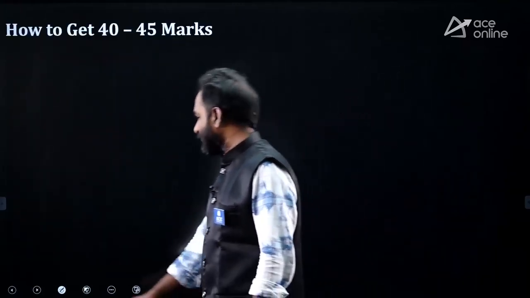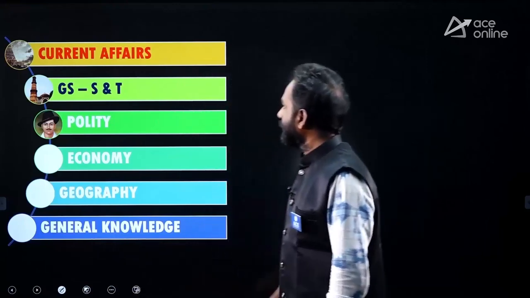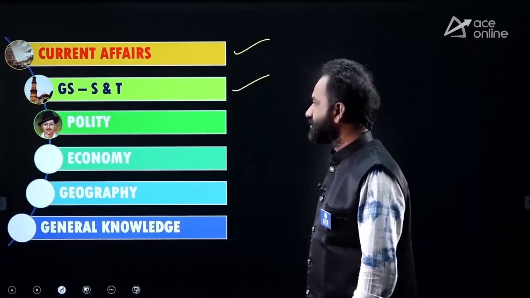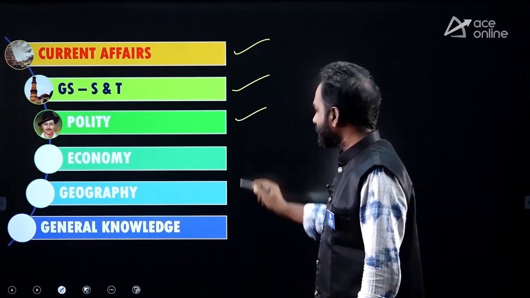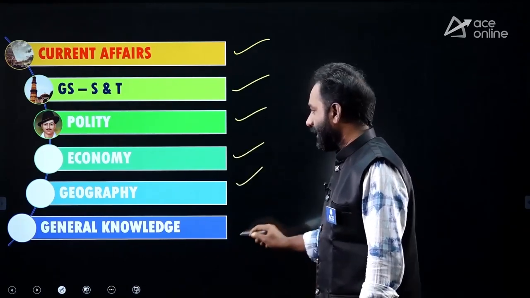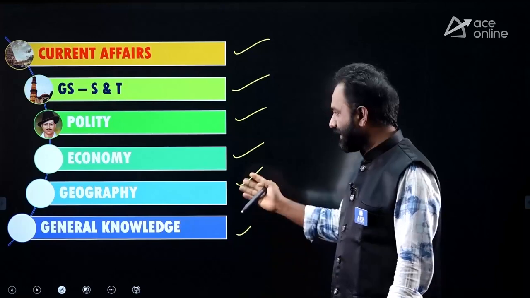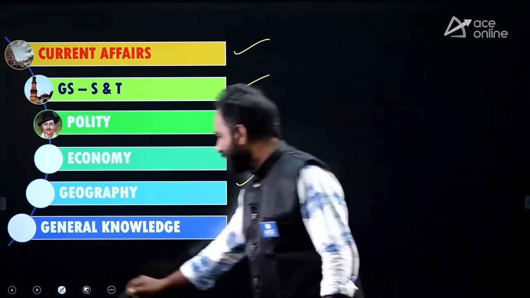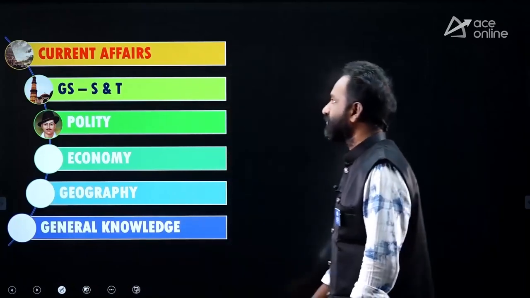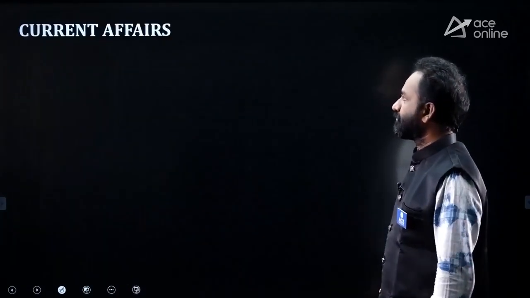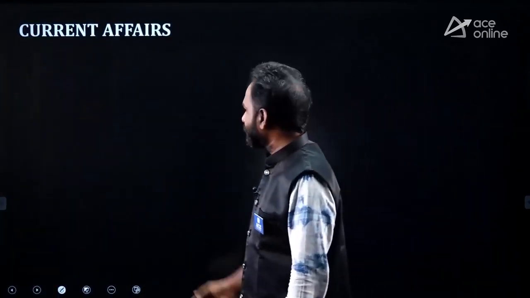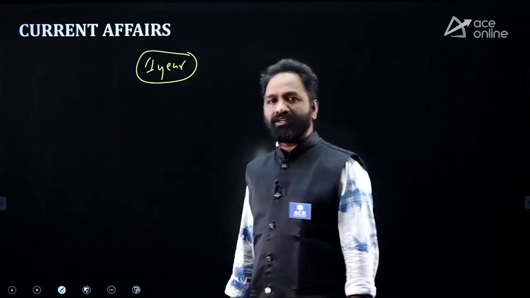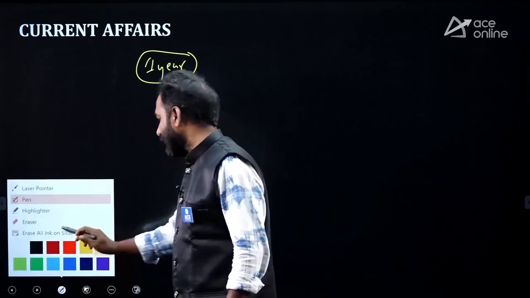Now come back to the syllabus. So the first priority here is current affairs, general science and technology, Indian political system and economy, Indian geography, and general knowledge. These are the main chapters, regarding the SSC JE general awareness. Okay, right, let's discuss one by one. Current affairs. Current affairs means daily. You should read at least 1 year of current affairs. That is mandatory. One year of current affairs is mandatory. Okay, right.